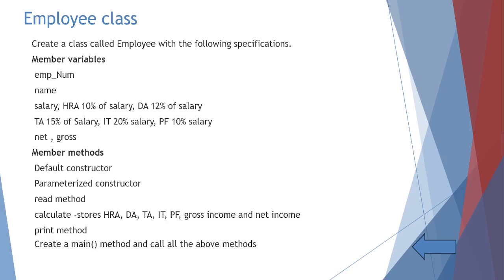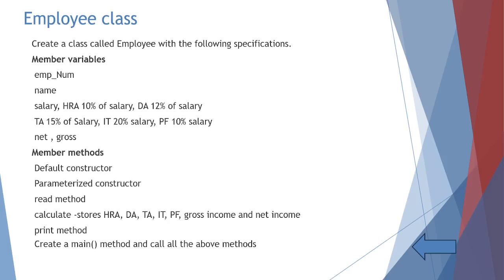There are several member variables: employee number, name, and salary. These three are inputs from the user. The rest we can calculate as a programmer. HRA, that is house rent allowance, is 10% of the salary. DA, dearness allowance, is 12% of the salary. Travel allowance, TA, is 15% of the salary. And these are all perks.